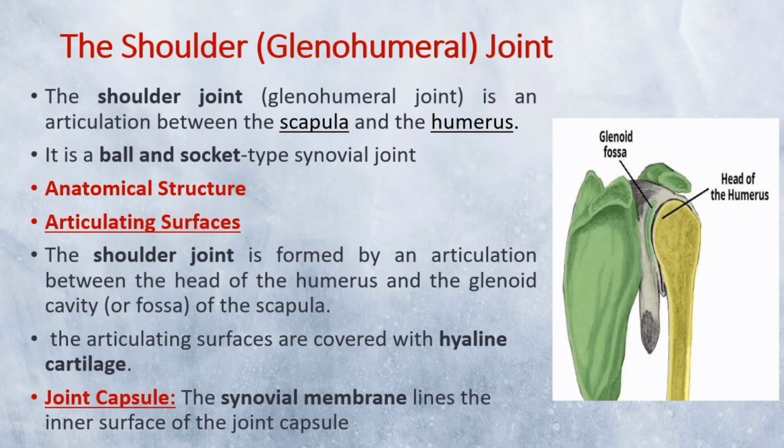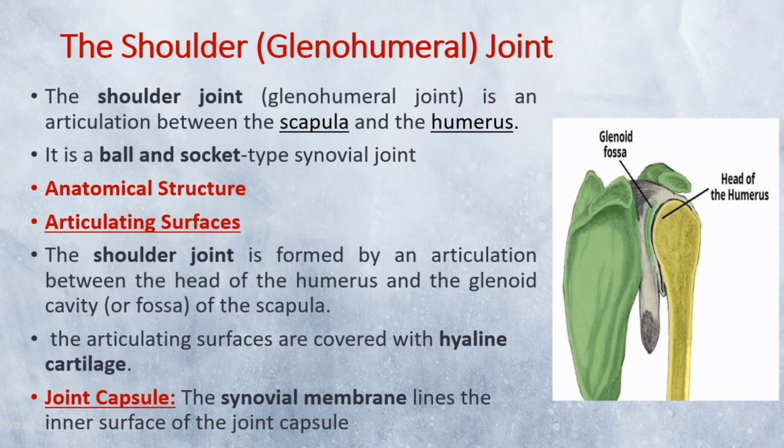The shoulder joint, glenohumeral joint, is an articulation between the scapula and the humerus. It is a ball and socket type synovial joint, and one of the most mobile joints in the human body. Anatomical structure. Articulating surfaces. The shoulder joint is formed by an articulation between the head of the humerus and the glenoid cavity or fossa of the scapula. This gives rise to the alternate name for the shoulder joint, the glenohumeral joint.